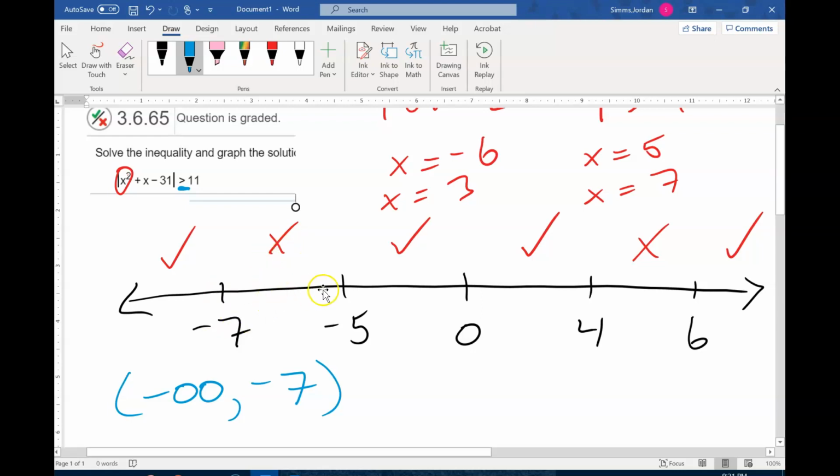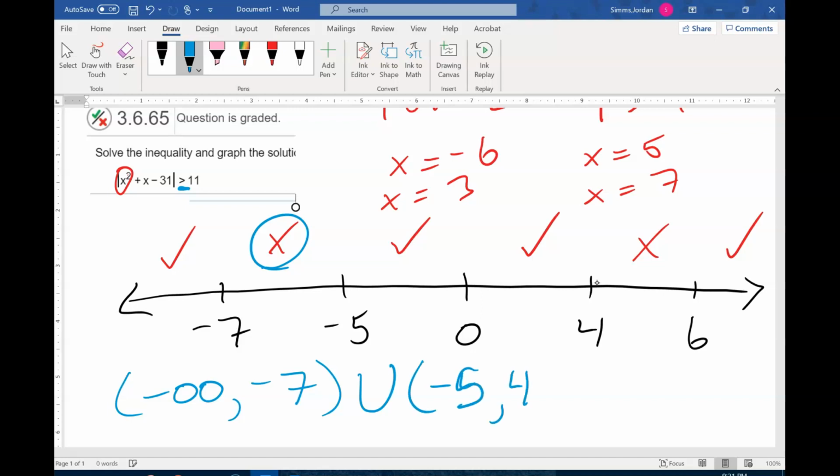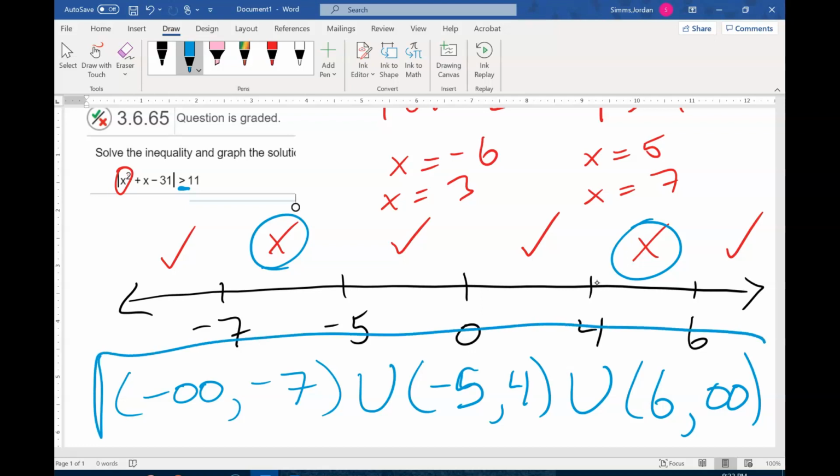Again, this interval is no good. The interval from -5 to 4 is good, so we can put a union symbol, which indicates the break right here. Our interval from -5 to 4. Union symbol again, because this interval from 4 to 6 is no good. And then from, what do we got there? The interval from 6 to infinity, I believe, is good to go on that one. Okay, so that's my biggest tip.